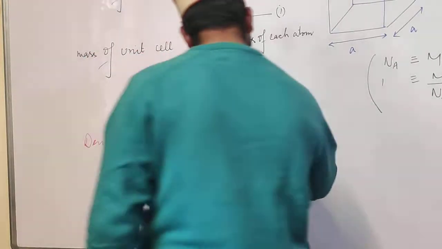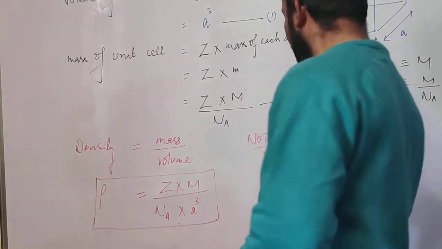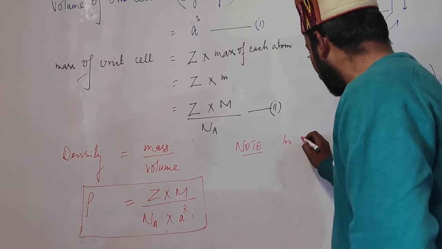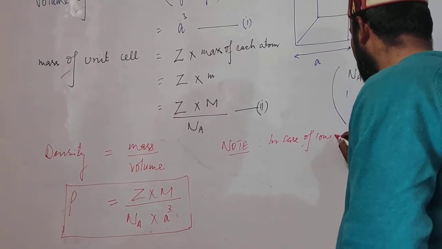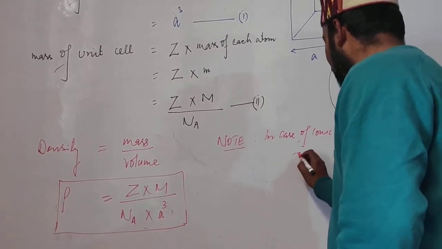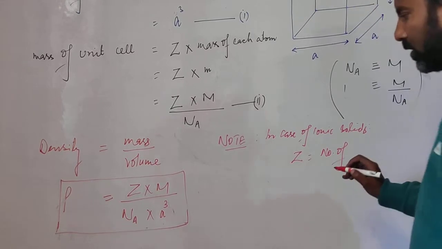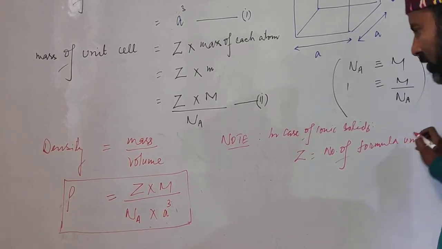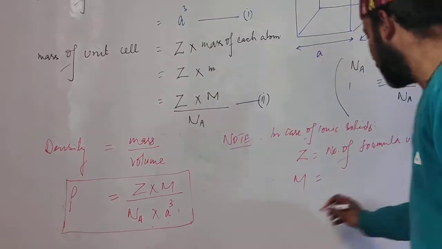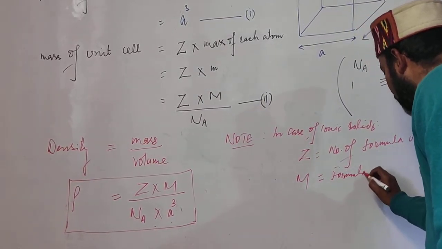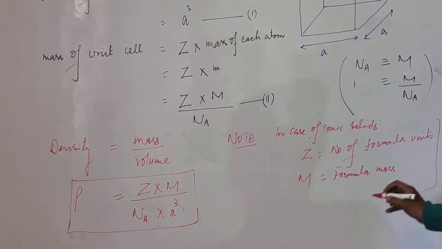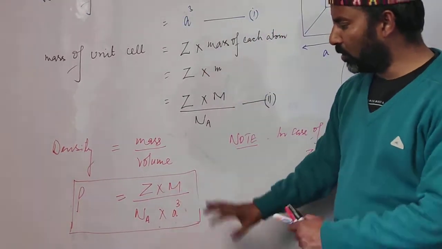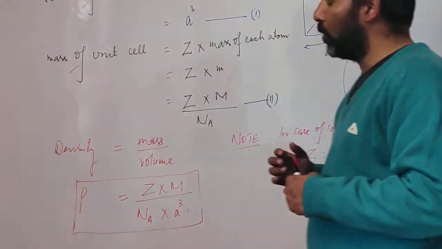And students, let me tell you one important thing, that in case of simple solids where all the constituents are atoms, Z is the number of atoms per unit cell. But in case of ionic solids, this Z will be equal to the number of formula units. This is not the number of atoms, but in that case it is the number of formula units, and this capital M will be the formula mass of that ionic solid. So now students, using this formula we can find out the parameter which is not known, but for that the other 4 parameters should be known to you.